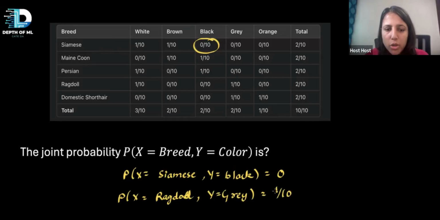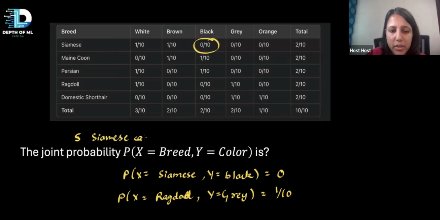So what I have done is I have estimated the joint probability of these two random variables. Now, suppose that the data that I have is very close to the original world data. My distributions, or these probabilities, will be very accurate, correct? Now, suppose I see one example, or say I see 5 examples of Siamese cat with black color.